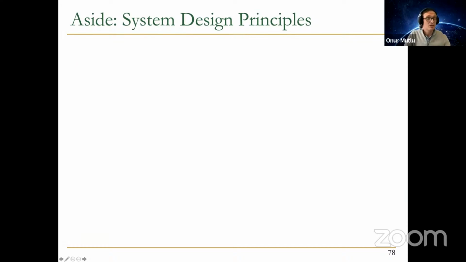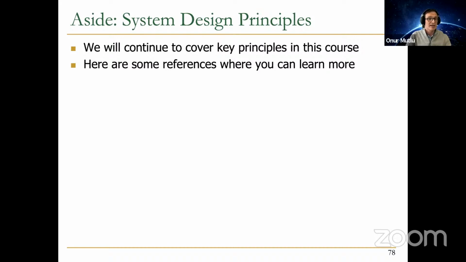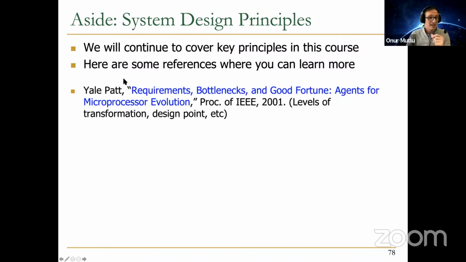Okay, I'm going to leave you with this and then we'll take a break, but we will continue to cover key principles in this course. And here are some references where you can learn more. I'm not going to cover these. I actually mentioned this paper by Yale Patt that talks about requirements, bottlenecks, and good fortune, agents for microprocessor evolution. It introduces the levels of transformation, design point, etc. It actually talks about a lot of good principles. I recommend you to read it if you have time.